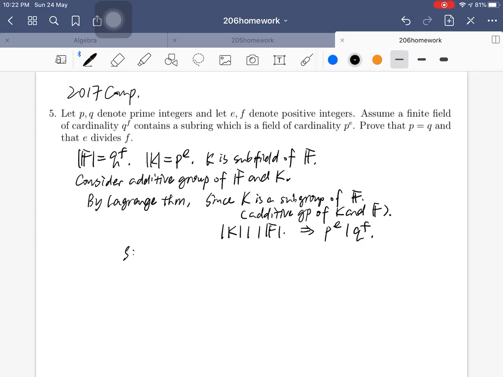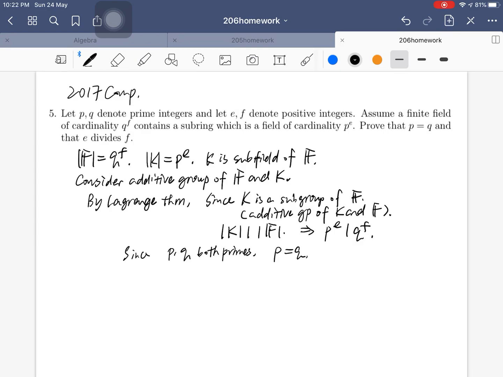And since P and Q are both primes, the only prime power that can divide Q to the power f is a power of Q. So we have P equals Q. This proves the first result, and then we want to show that e divides f.